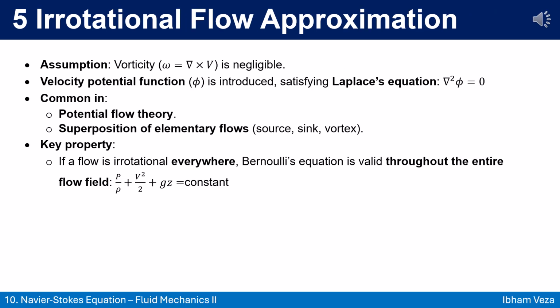5. When flow has no spin, irrotational approximation. In some flows, the swirling motion, the vorticity, is so small that we can consider it zero. This gives us the irrotational flow approximation, where omega equals del cross V is negligible. Once we make this assumption, something beautiful happens. We can define a velocity potential function phi that satisfies Laplace's equation, del squared phi equals 0.